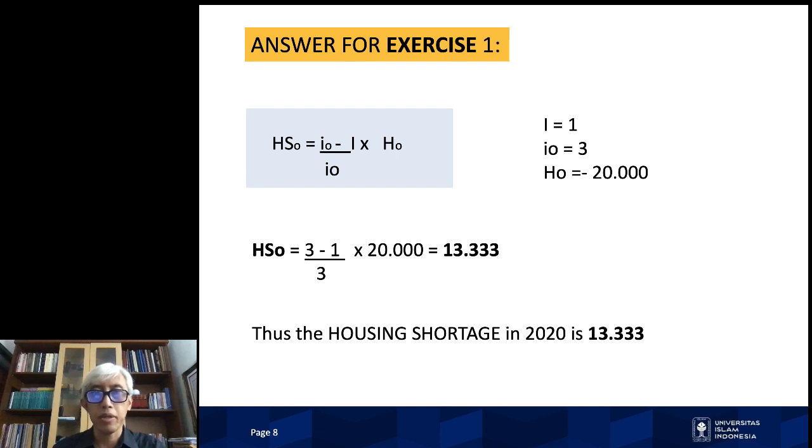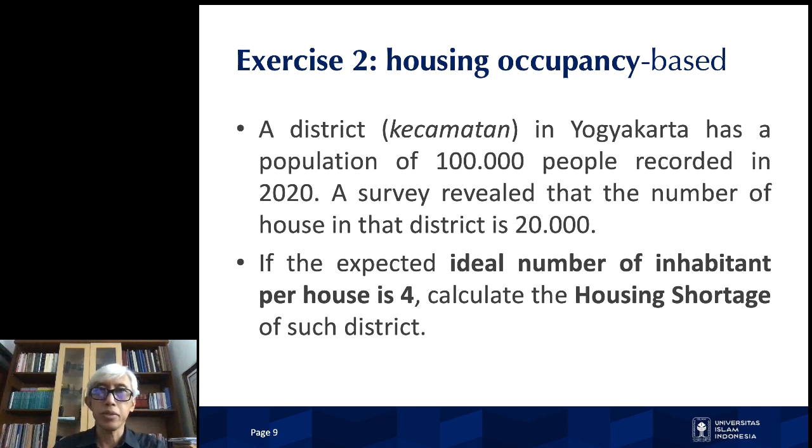And the result, as seen in this page, is 13,333. Okay, now let's move to exercise 2. Similar to exercise 1, this one is based on the housing occupancy. It means that regardless of the number of families, we only look at the number of people who live in one house. So we have the same number of houses, which is 20,000.